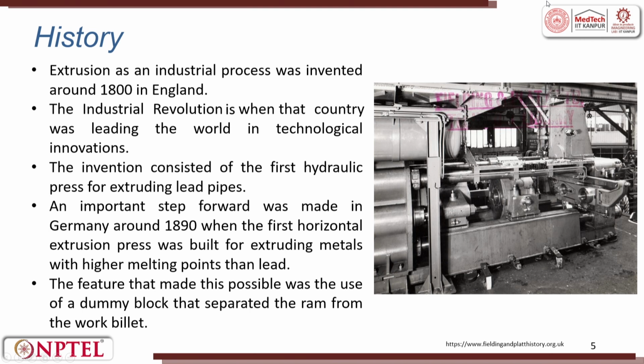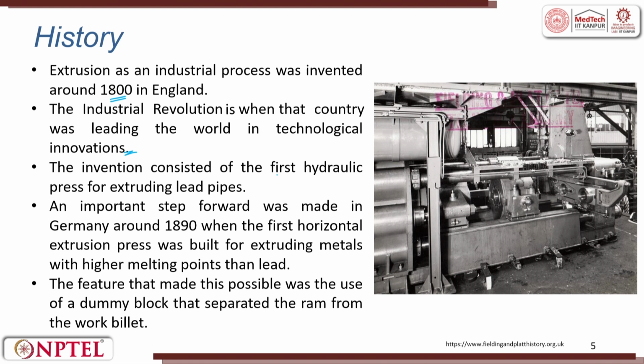Let us look at the history. The extrusion process is not very long or it does not have a big history. Extrusion as an industrial process was invented in 1800 in England, whereas forging and rolling go back to BC and earlier. The industrial revolution is when the country was leading the world in technological innovation. England played a very important role.